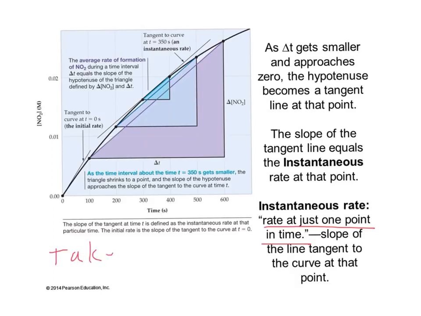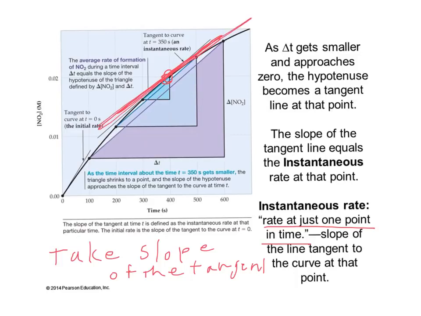To figure out instantaneous rate, take the slope of the tangent line. Anybody remember what a tangent line is? A tangent line is a line that touches a curve in just one point. So if I wanted to figure out the rate at just that point that I circled, I'd come up here and I'd draw a line that touched my curve at just one point, and I'd take the slope of that line.